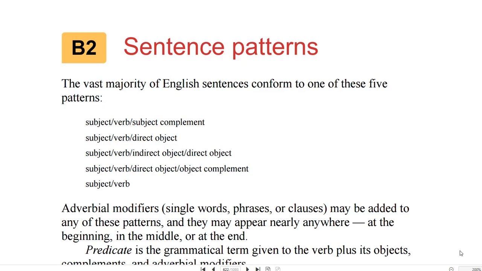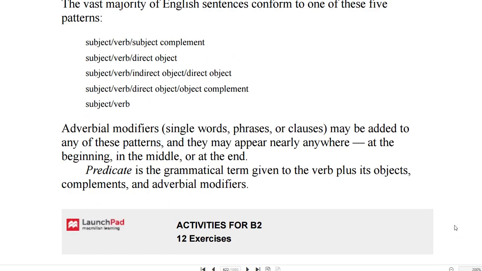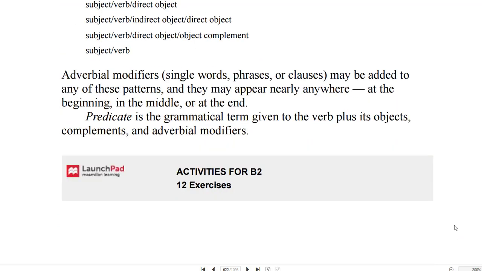The vast majority of English sentences conform to one of these 5 patterns: subject, verb, subject complement; subject, verb, direct object; subject, verb, indirect object, direct object; subject, verb, direct object, object complement; subject, verb. Adverbial modifiers, single words, phrases, or clauses may be added to any of these patterns, and they may appear nearly anywhere: at the beginning, in the middle, or at the end.